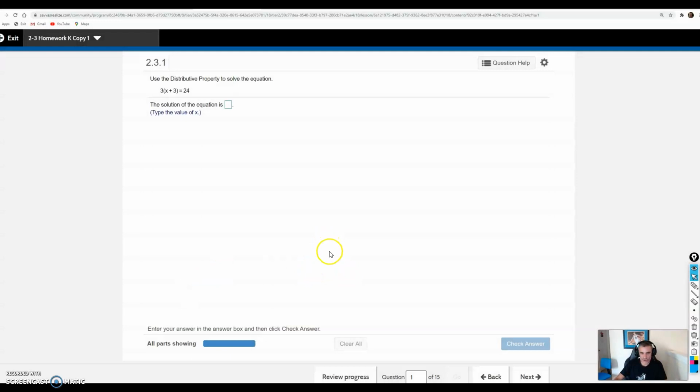Okay, so it says use the distributive property to solve the equation. So first step that I always tell you guys is rewrite the problem. So I have 3 times the quantity x plus 3. That's how you say that. When you have something inside parentheses, we call it the quantity. And all of that is equal to 24. Okay, so what we are doing is we are multiplying x plus 3, the quantity, the whole thing, times 3.